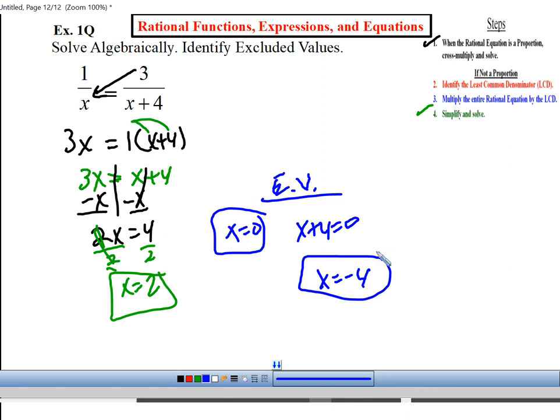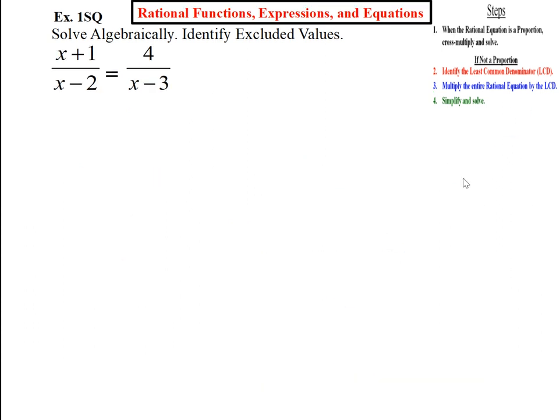Okay, from 1 to 5, how comfortable? Yeah? 5, 4, okay? Shall we crank it up a little bit? Yeah? All right. Example 1 super Q, copy this. X plus 1 over x minus 2 equals 4 over x minus 3.